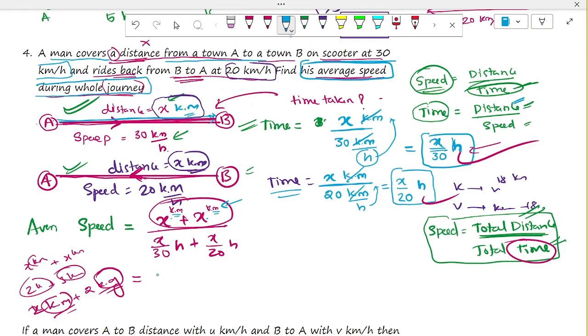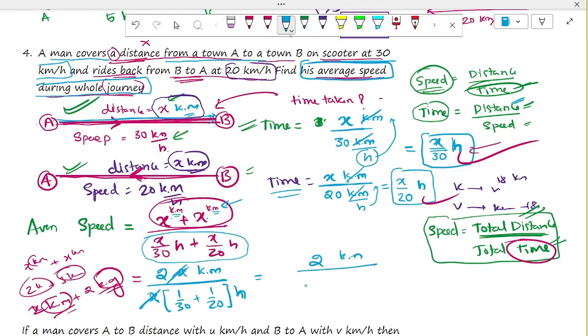Now x plus x, so it will be 2x kilometers divided by, you need to find the answer of this. In this both, what is common? x is common. 1 by 30 plus 1 by 20 hours. Now in 2x, x and x is common, just cancel it. So you got 2 kilometer divided by, just find the LCM of this and solve.